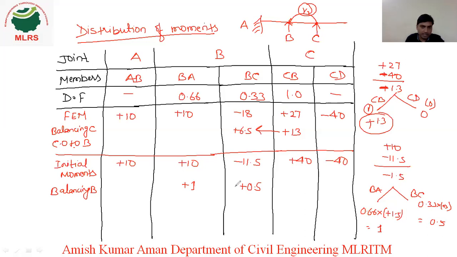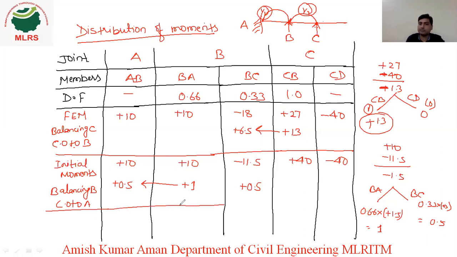Now if you sit at B and see A as the far end, the far end is fixed, so half of it will be transferred as a carryover moment. But at C it is hinged, because after that there is no support, so the carryover factor will be 0. So from B there will be no carryover to C. From B there will be a carryover factor of half at A. So half of this will be transferred here, that is plus 0.5. Now again we have balanced B as well as carried over to A.